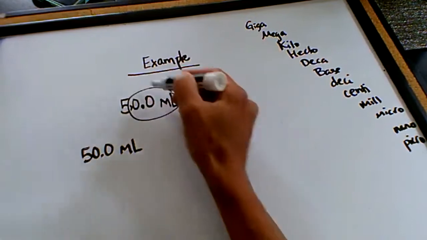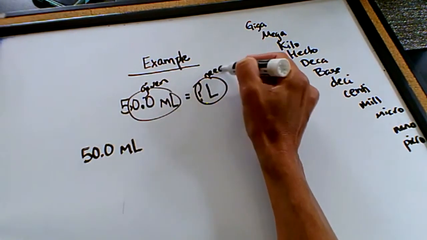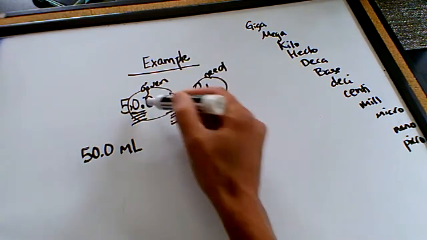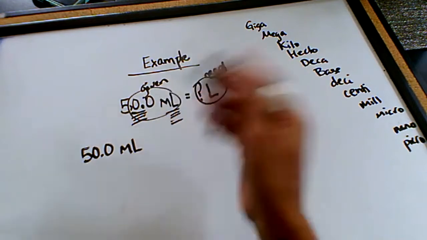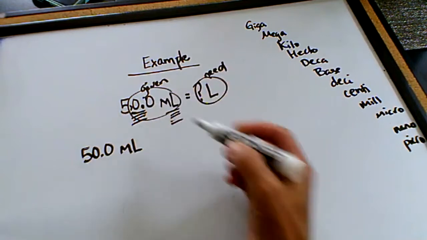This is what I'm given, right? And this is what I need. If you're confused, this is the number and this is the unit. It tells me 50 what? 50 milliliters of space, all right? Okay, so I wrote the number and unit given right here.